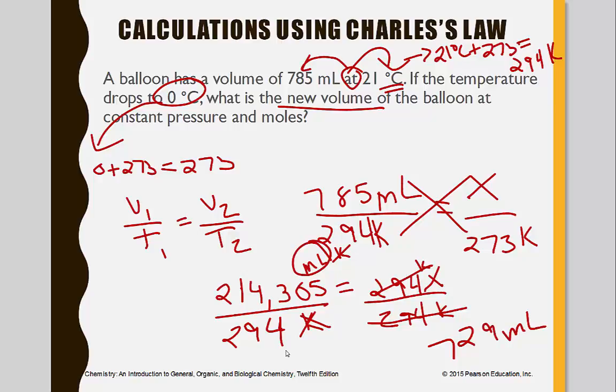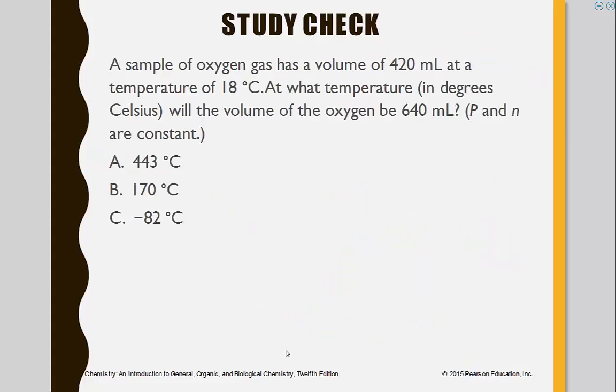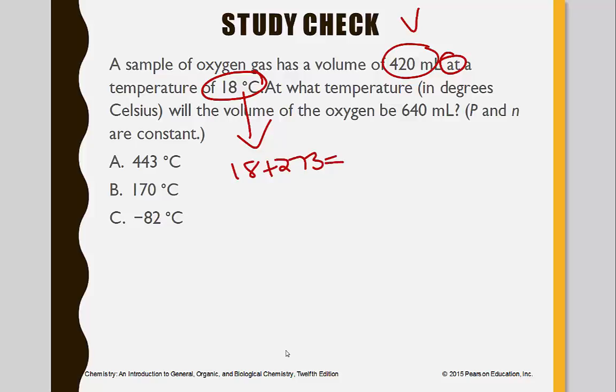Let's try one last one. A sample of oxygen gas has a volume of 420 milliliters. That's going to be our volume. There's that at word again. That means 420 is going to be linked to this 18 degrees Celsius. Once again, I see 18 degrees Celsius. So that means I need to change the degrees Celsius over to Kelvin. So 18 plus 273. That comes out to be 291 Kelvin.